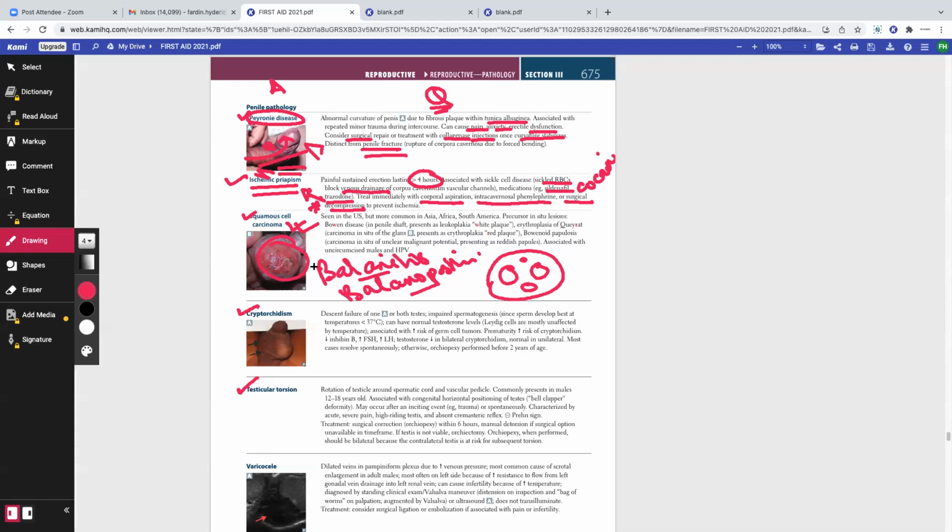Now, balanitis is usually seen. This is very common in the US, but more common in Asia, Africa, South America. And this is squamous cell carcinoma, which I'm talking about. Now, from the top of your head, why do you think males get squamous cell carcinoma of the penis? HPV, yes, very good. HPV, very high yield.